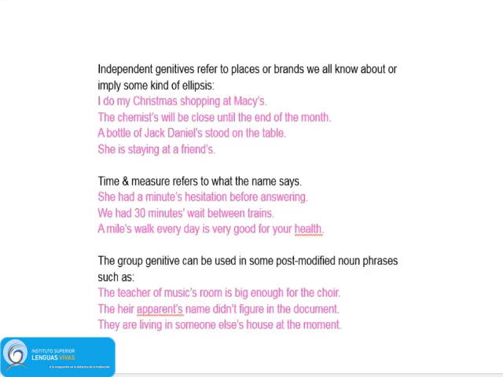The group genitive can be used in some post-modified noun phrases, such as "the teacher of music's room," and here we know that we are talking about the room that belongs to the teacher of music. Or "the heir apparent's name," and here we know that we are talking about the heir apparent, and the name belongs to him. There you have "they are living in someone else's house," and here also we are going to use the genitive.